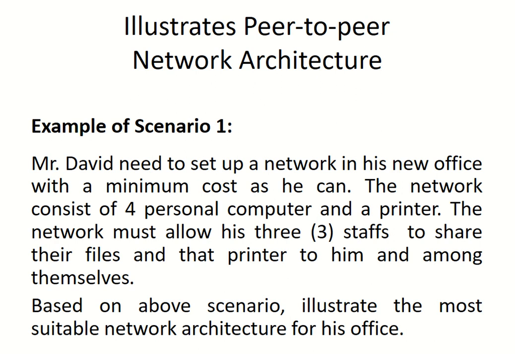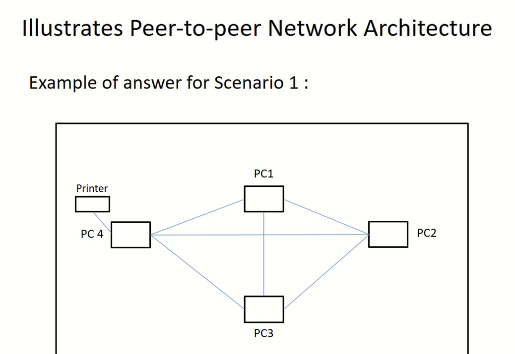This kind of network architecture is peer-to-peer because it involves only a small network. There are only 4 personal computers and 1 printer, so it is just a small network. We know that in peer-to-peer, the devices are connected to each other. So this is the diagram: 4 PCs and only 1 printer, right? This is the peer-to-peer diagram, which covers a small network only.